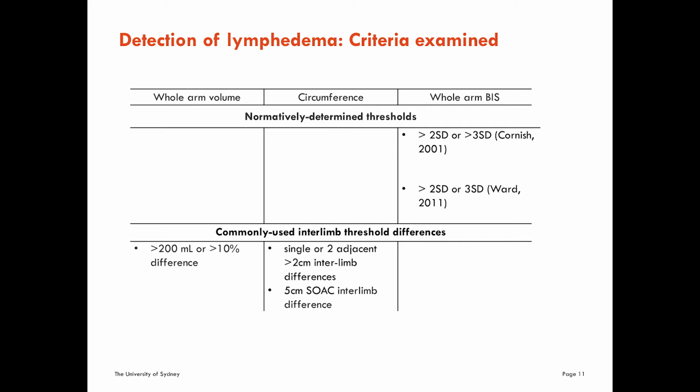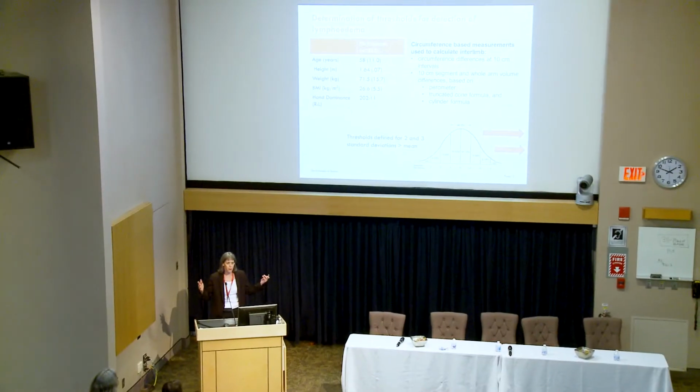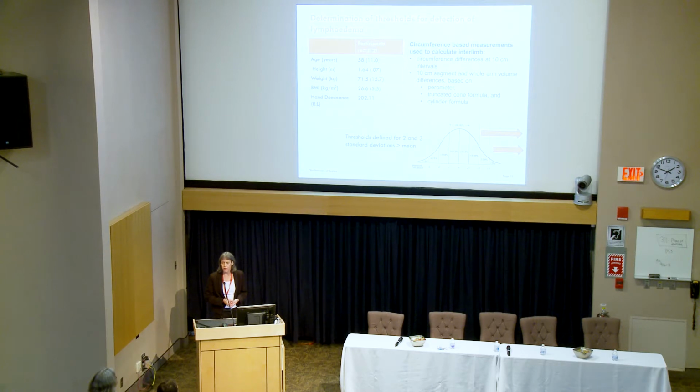So this was the first project that Liz did. She went out and measured women in both metropolitan and rural New South Wales, 212 women, and we used the perometer because it's efficient, but did the circumference measures and whole arm volumes, did both the truncated cone method and the cylinder one. For each of those measures, for both the dominant and the non-dominant, if the dominant or non-dominant was at risk, she determined what was the normal variance for that level and what would then be considered 2 and 3 standard deviations outside the norm.